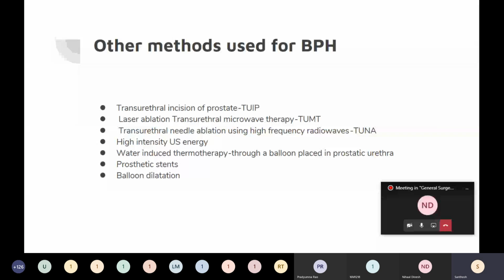What are the other methods you use to treat BPH? Transurethral incision of prostate, laser ablation, transurethral microwave therapy, that is TUMT, transurethral needle ablation using high frequency radio waves, that is TUNA, high intensity ultrasonic energy, water induced thermotherapy, and then prostatic stents and balloon dilation.